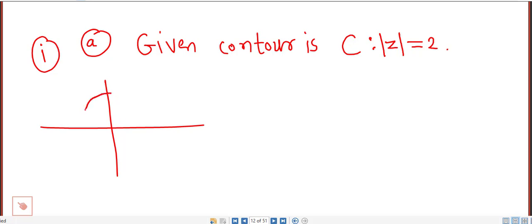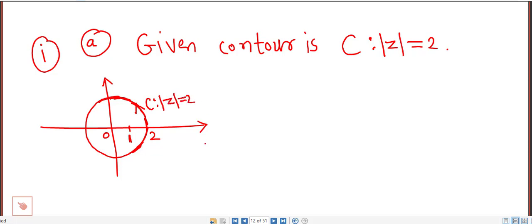So we just consider a rough sketch. Let me try to sketch it properly so that it looks like a circle. This is just for understanding. It is not necessary to sketch the figure, but if you sketch it you will have a clear idea about the situation. So here we have 1, this is contour mod z equal to 2, this is the real axis, this is the imaginary axis. Now function z plus 3 will be considered as f of z.